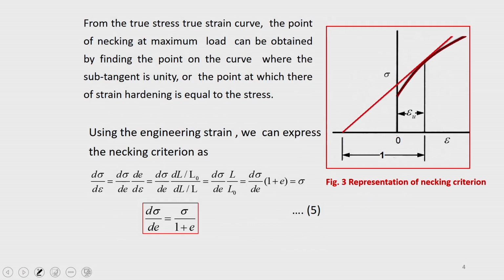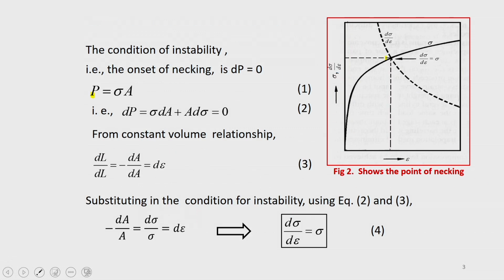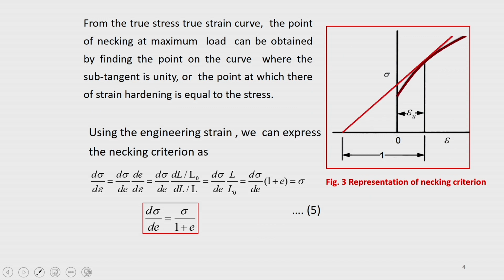Now, let us look at how to determine this value from a stress-strain curve. In the true stress-true strain curve, the point of necking at maximum load can be obtained by finding where the subtangent is unity. Because from this derivation we can get this value, or the point at which the strain hardening is equal to stress, that is what we had to find out. So, by using the engineering strain we can express the necking criterion as d sigma by d epsilon equal to sigma.